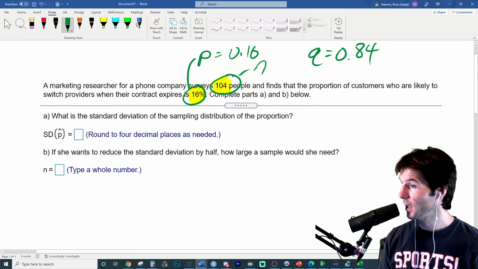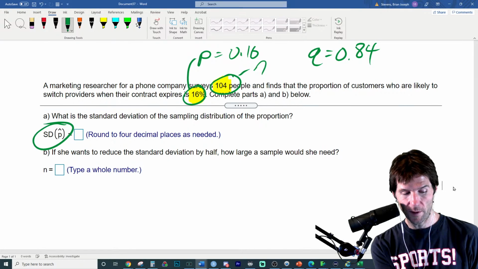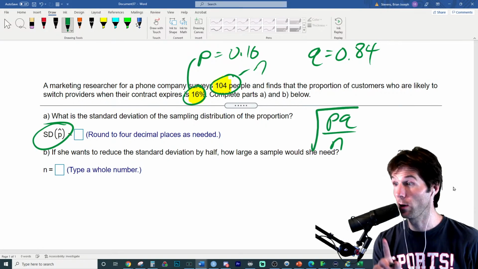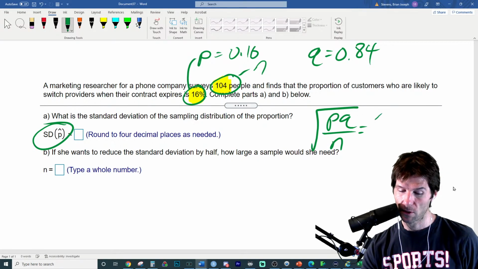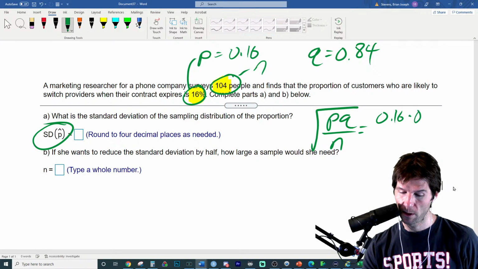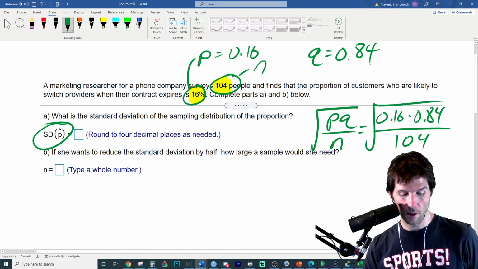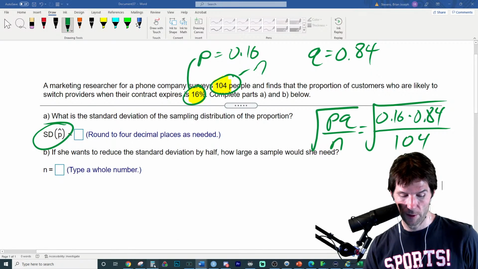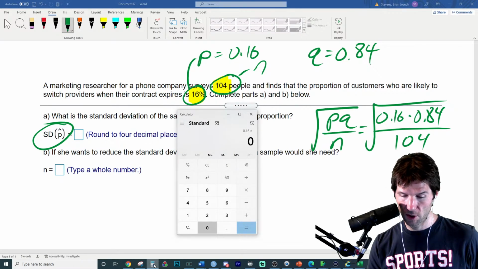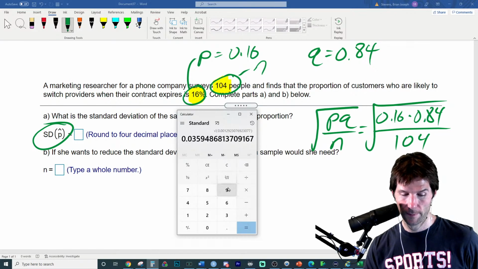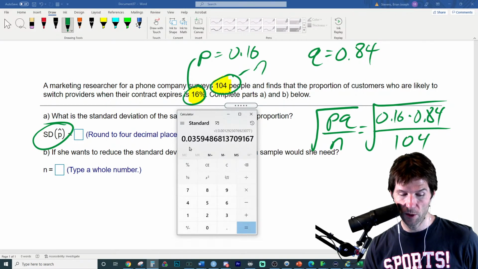So what is the formula? The square root of P times Q over N. This value right here is the square root of the whole thing, P times Q over N. So we're just going to plug in the values: 0.16 times 0.84, divided by 104. It's divided by, not times. And there we go. So that's going to be the answer to the first question right there, 0.036.